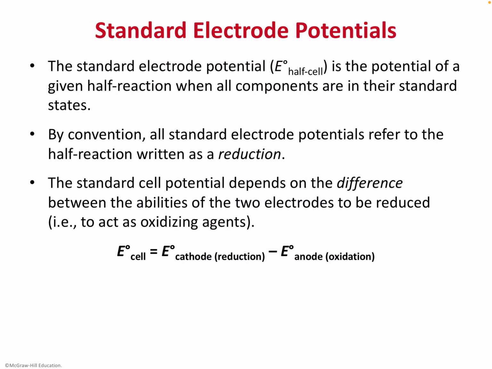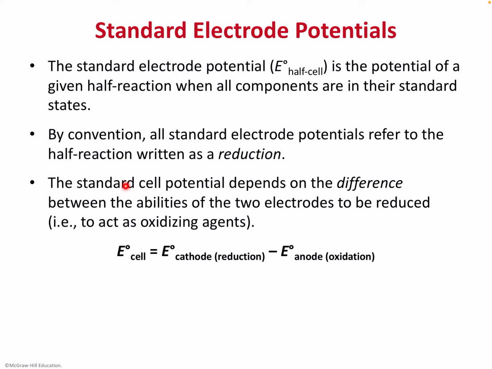So how do we calculate this standard electrode potential? The standard electrode potential, E0 half cell, for each one is the potential of a given half reaction when all components are in their standard states. By convention, all standard electrode potentials refer to the half reaction written as a reduction. When we are given standard electrode potentials, you will see those half reactions are written as a reduction. So that is the convention.